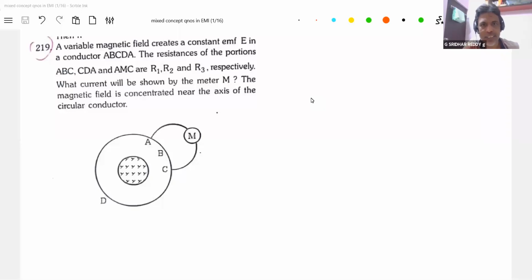Have kept working on this day also. Then, we'll continue with some more problems on the motional EMF. Okay, read the question now.